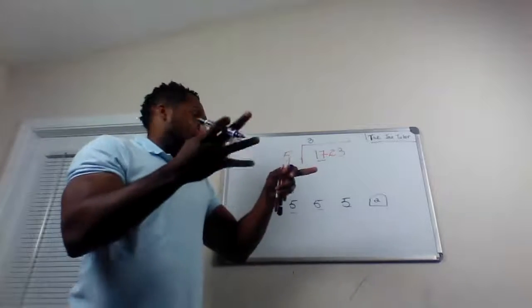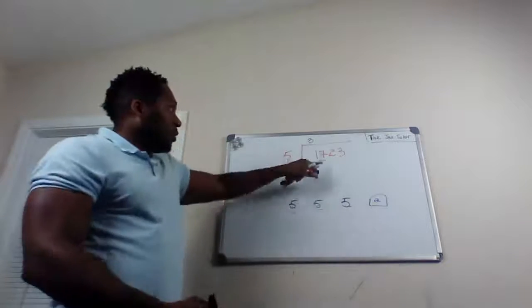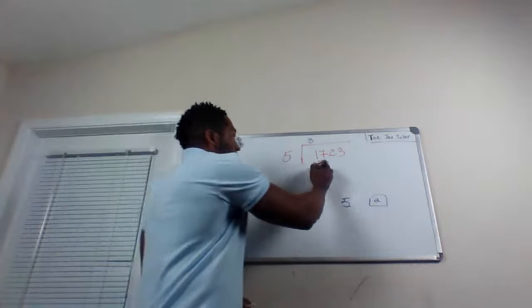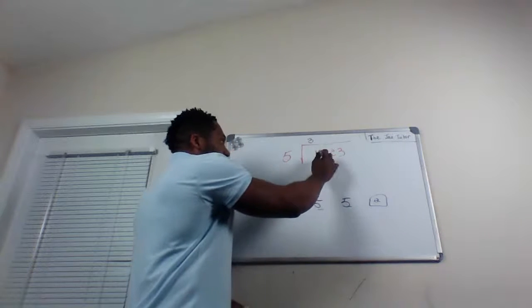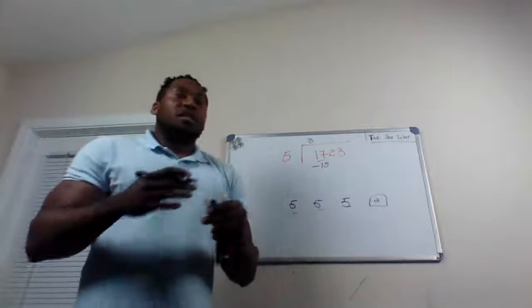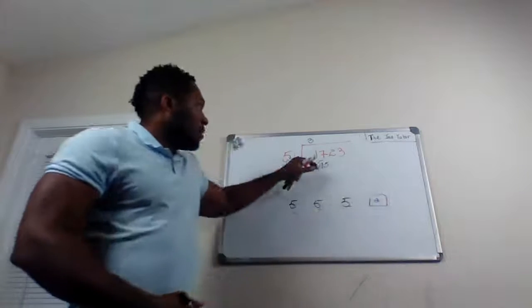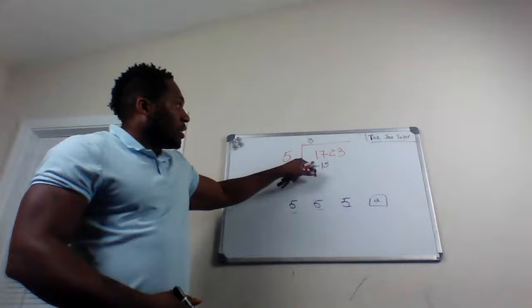5 goes into 17 3 times. 3 times 5 is 15. 17, and then what you put here is negative 15. The reason why I'm going to put negative 15 here is because you want to take that away from whatever you had here.